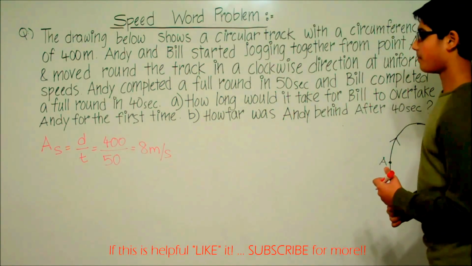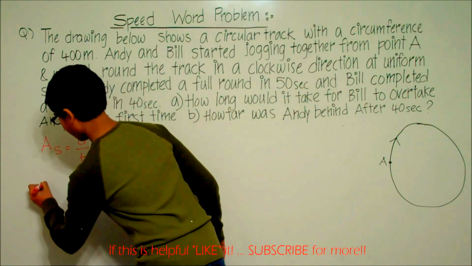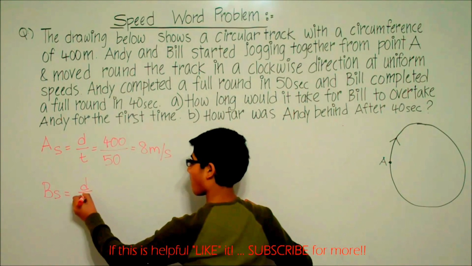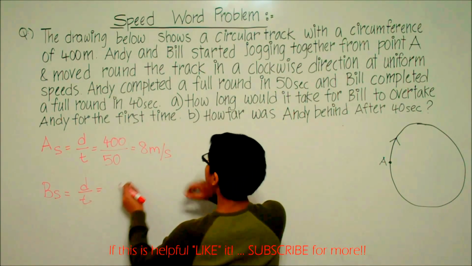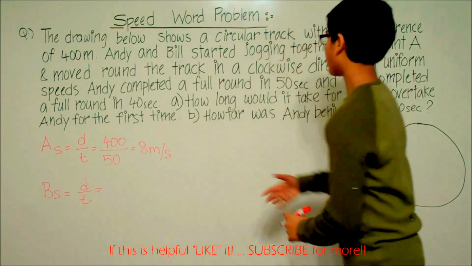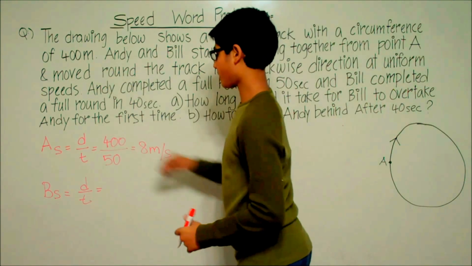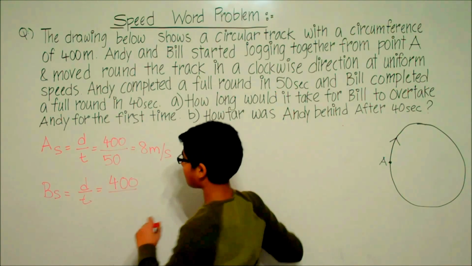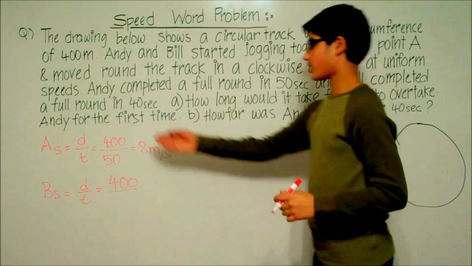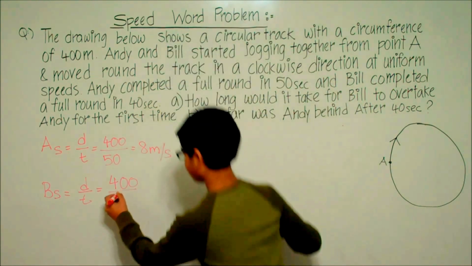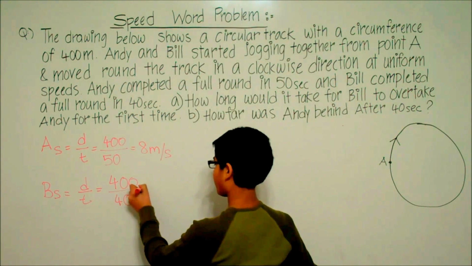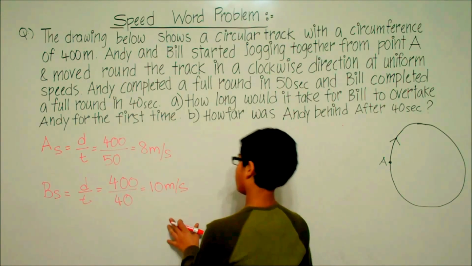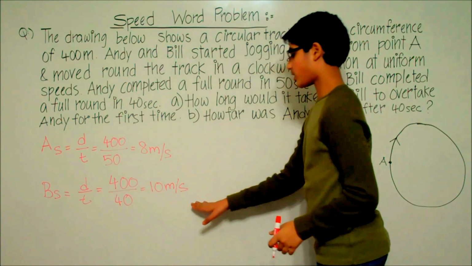Now, Bill's speed, B for Bill, S for speed, is also equal to distance over time, where the distance is 400 meters over the time it takes for him to complete 400 meters, which is 40 seconds. 400 divided by 40 is 10 meters per second. So Bill's speed is 10 meters per second.